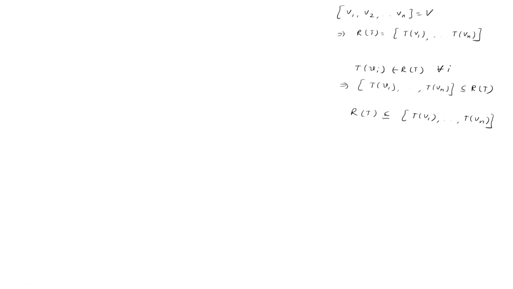Now to show that this is a subset of this, take an arbitrary element in R of T and try to show that it is also in the span of this set. So let some W belong to R of T. If W belongs to R of T, this implies there exists some V belonging to capital V such that T of V is W. Now since this V is in capital V, and capital V equals the span of V1, V2 up to Vn, that means this V can be expressed as a linear combination of elements of this set.